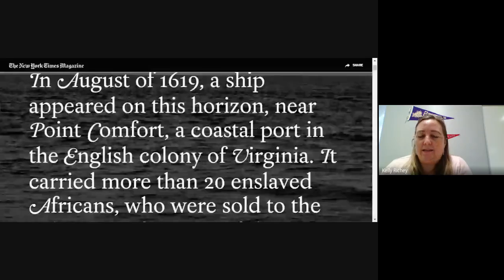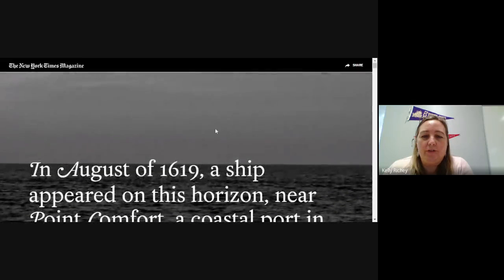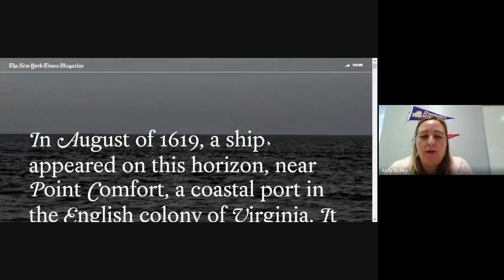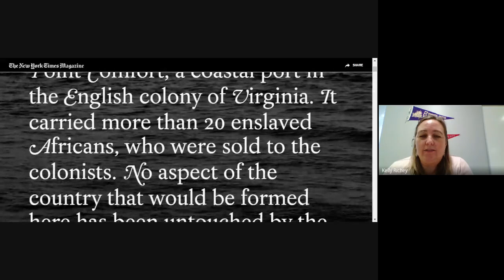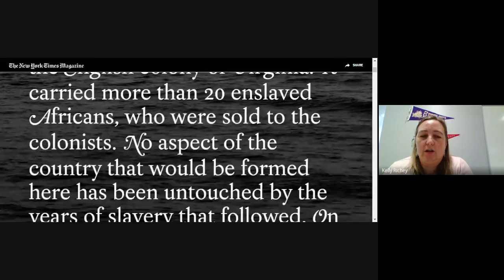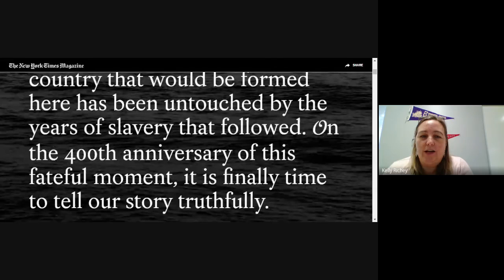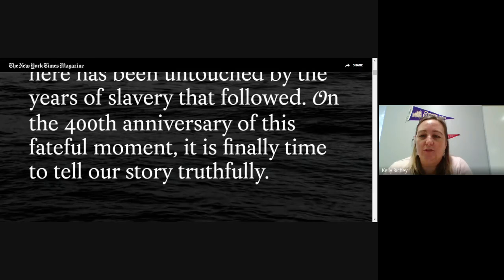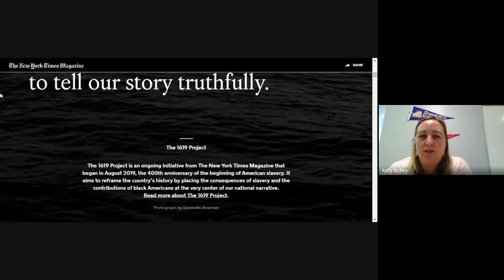And like we said last time, this is the introduction of it. In August of 1619, a ship appeared on this horizon near Point Comfort. It was a coastal port in the English colony of Virginia, and it carried more than 20 enslaved Africans who were sold to the colonists. No aspect of the country that would be formed here has been untouched by the years of slavery that followed. On the 400th anniversary of this fateful moment, it is finally time to tell that story truthfully.